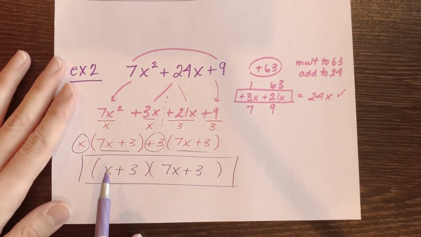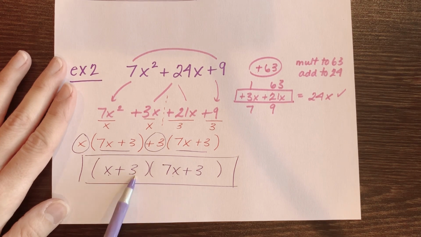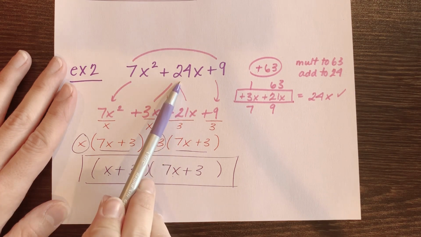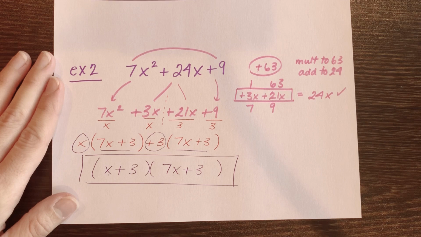Check my work. x times 7x, 7x squared. Positive 21x and positive 3x gives me a positive 24x. And 3 times 3 gives me positive 9.